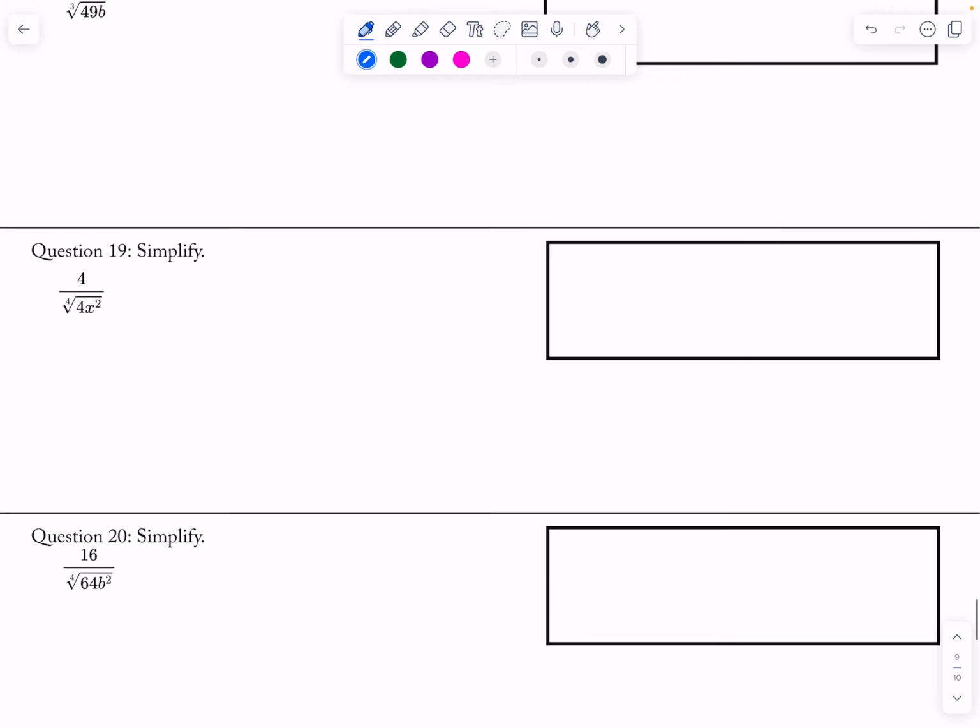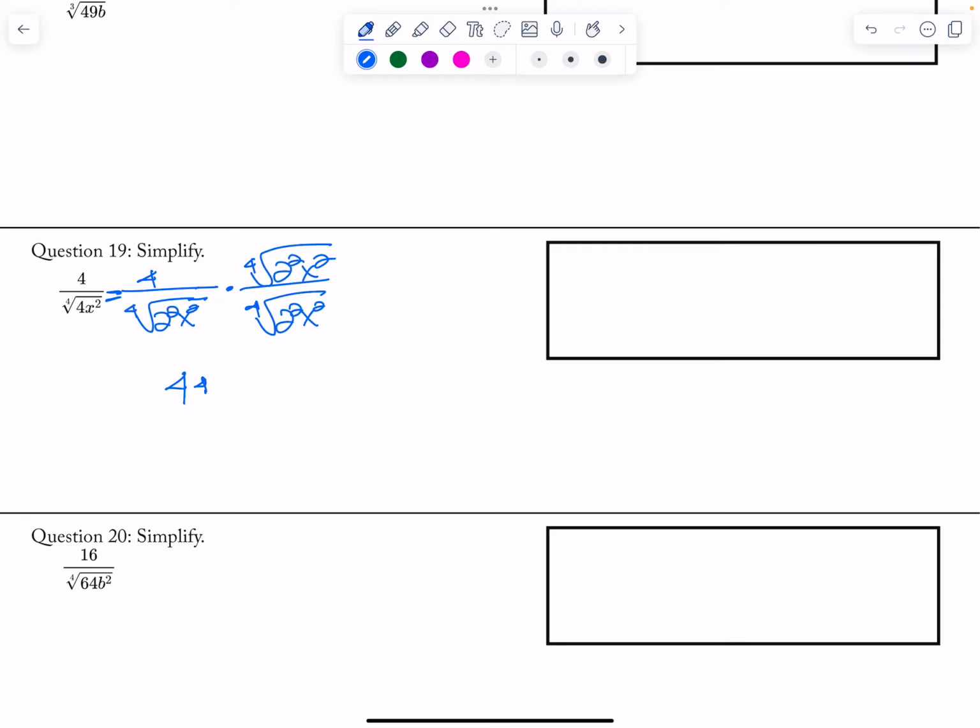Okay, 19. I would have probably rewritten this, so the fourth root of 2 squared and x squared, so that I know how many 2's I need and how many x's I need. This should be an equal sign. So I need 2 more 2's, and I need 2 more x's. So this would be 4th root of 4x squared over 2x. And then I can reduce. So I get 4th root of 4x squared over x.